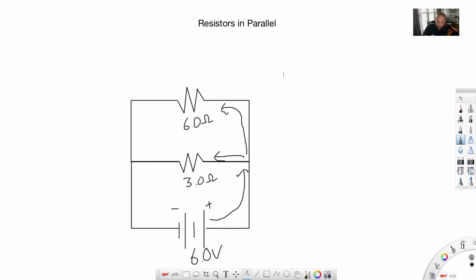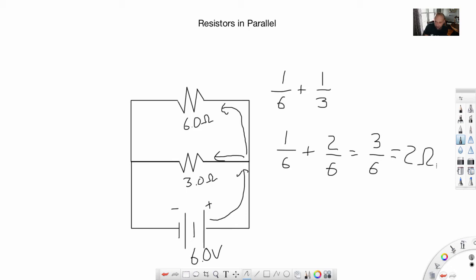What that means is I would take 1/6 plus 1/3, and then we have to get that into the common form of 1/6 plus 2/6 equals 3/6. And we take the reciprocal of this value right here, and that will be 2 ohms of resistance. So what that is saying is if I was to take this circuit and replace the 6 ohm resistor and the 3 ohm resistor, a 2 ohm resistor would act the exact same way and allow the same amount of current to actually flow through this circuit right here.